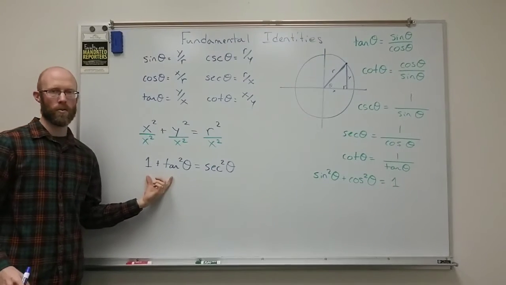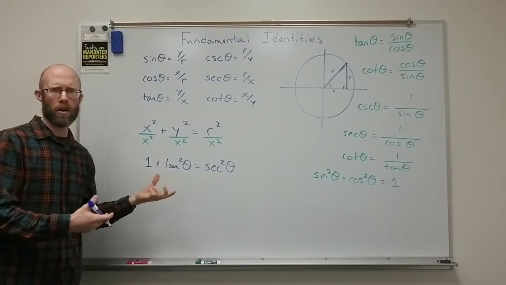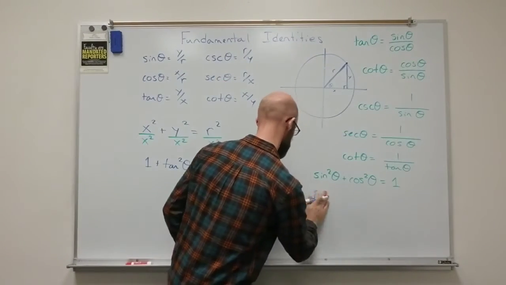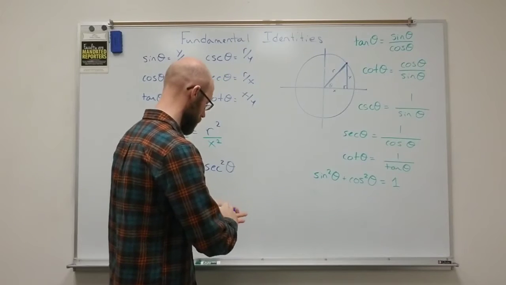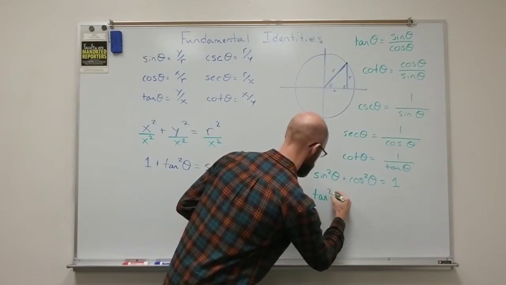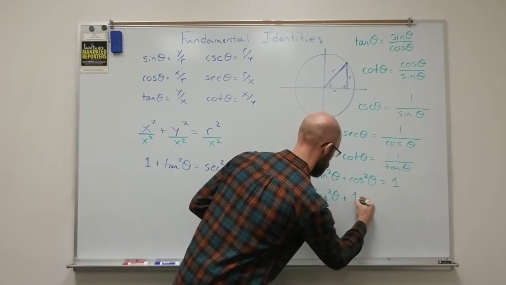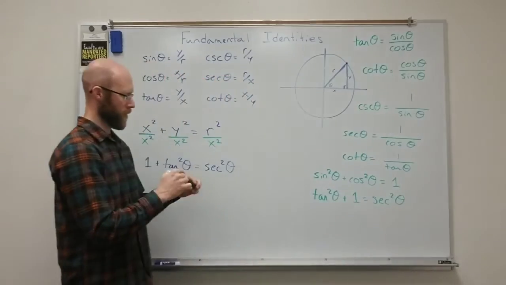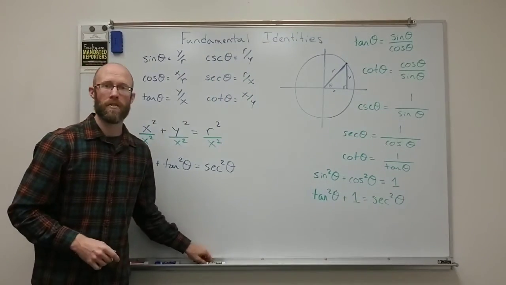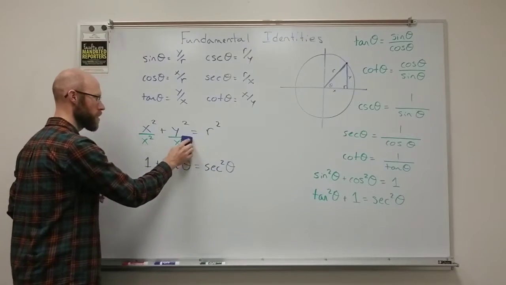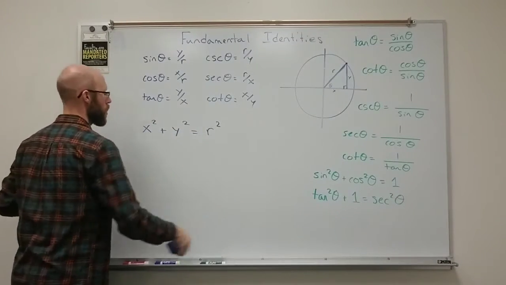All right, again, we often write the tangent before the 1. It doesn't really matter the order. So I'm going to write that out, trying to keep this consistent with my color. Let's go blue. We have the tangent squared theta plus 1 is equal to the secant squared theta. Okay. And then finally, the third possibility is to divide everything by y squared.